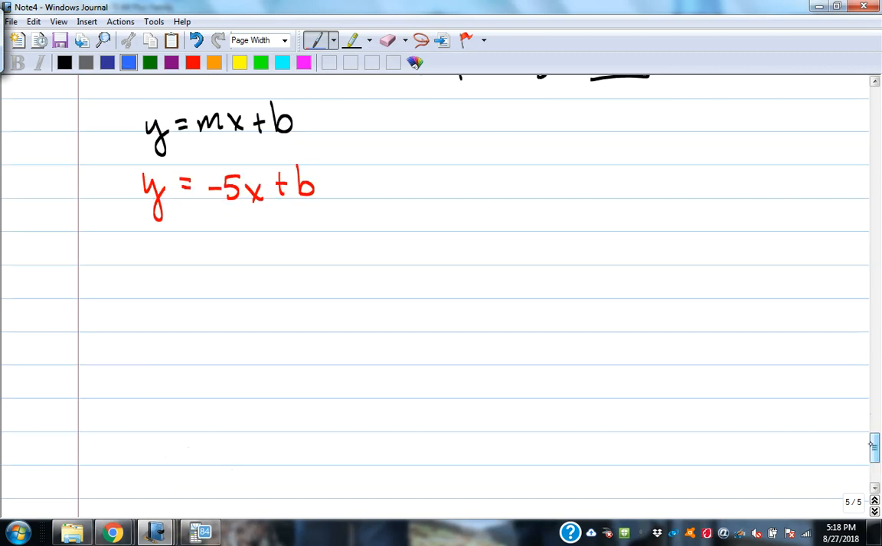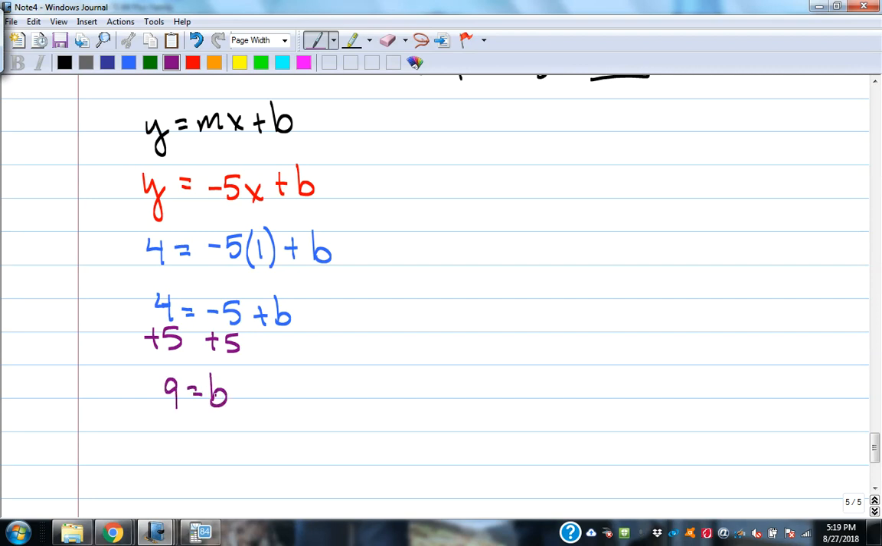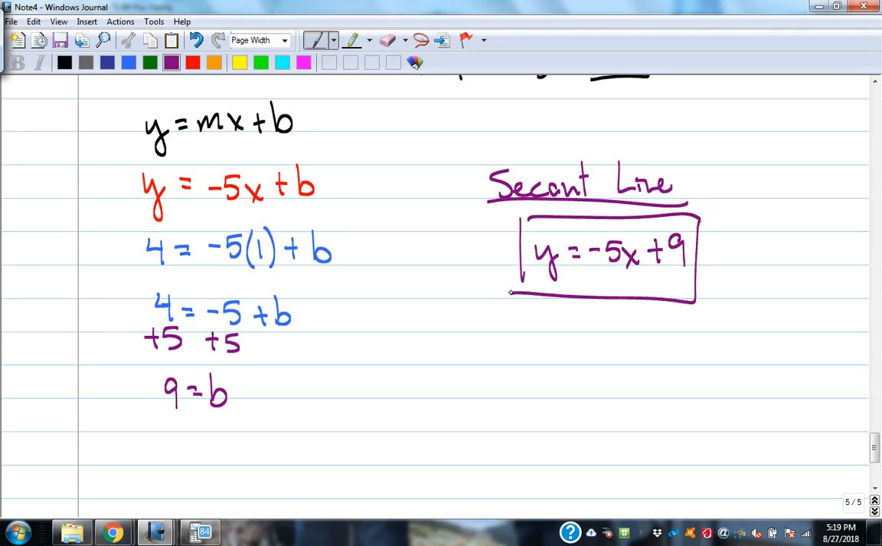Okay? So I'm going to pick 1, 4 and plug it in here. 4 goes in the place of y. 1 goes in the place of x. And that's going to let me find out what b is. So 4 equals -5 plus b. Add 5. B is 9. So our secant line is y equals -5x plus 9. Y equals -5x plus 9.